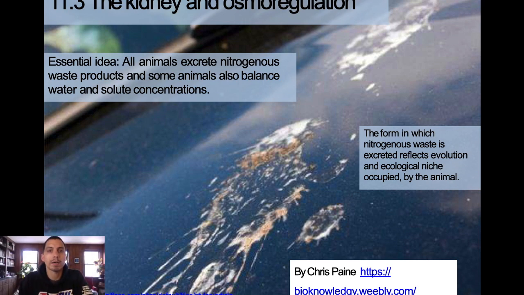Today we're going to talk about topic 11.3, which is the kidney and osmoregulation. As always, we start with our essential ideas. You can see here, all animals excrete nitrogenous waste products, and some animals also balance water and solute concentrations.